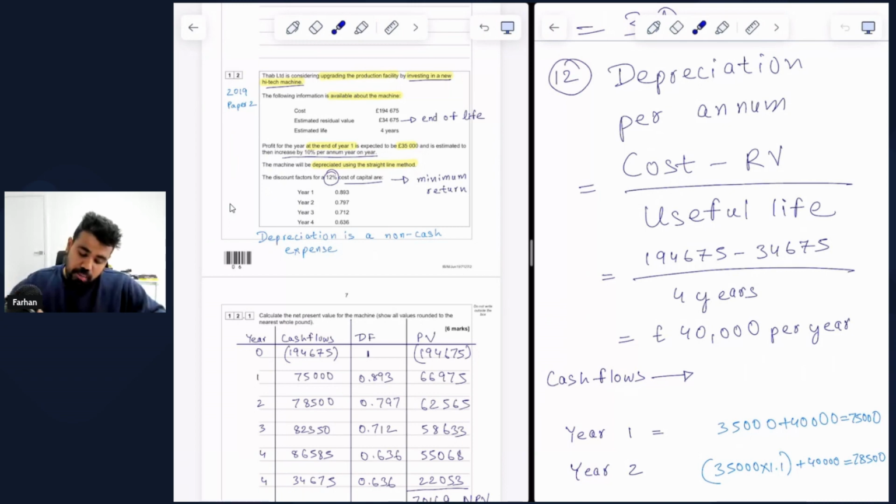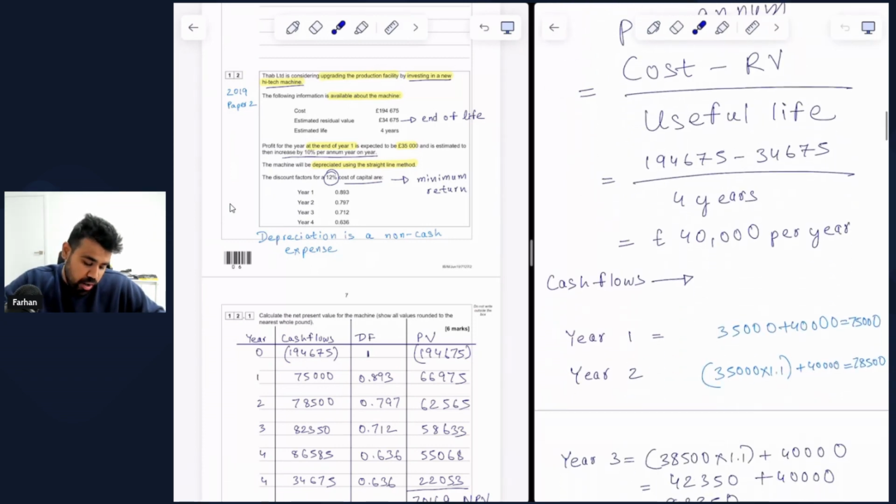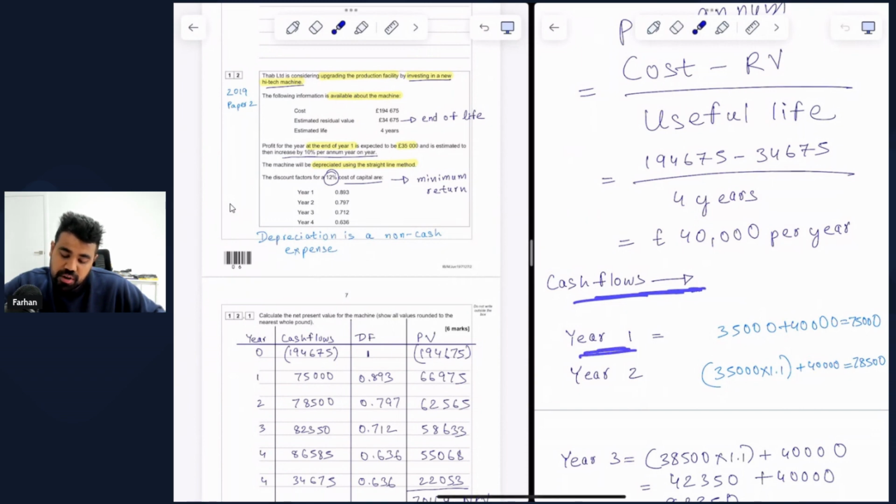Now, the reason we are talking about depreciation as a non-cash expense is because if you want to find the cash flow for any given year, we start with the profit and then we add back depreciation always because it's a non-cash expense and does not represent a cash outflow. So in year 1, we're given the profit of £35,000. And on the right hand side, you can get to see the calculations for cash flows for every year. So in year 1, we started with the profit and then added the depreciation of 40,000, and the total cash flow is £75,000.